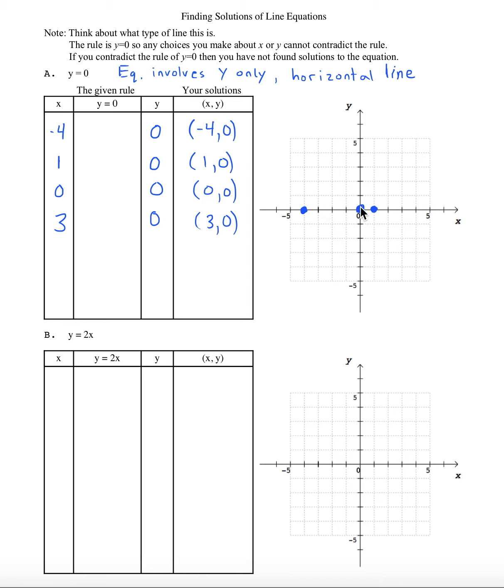Plot those points. As you can see, what we're forming here is definitely a horizontal line, so that's in agreement with what we had said above. Now we just want to connect the points. And, you know, we could label them if we like.